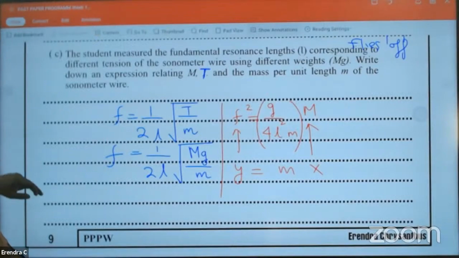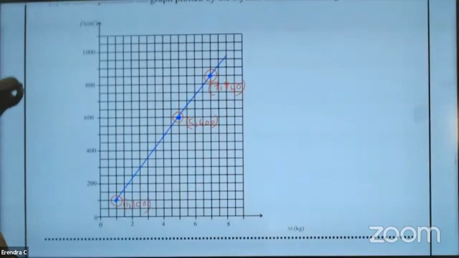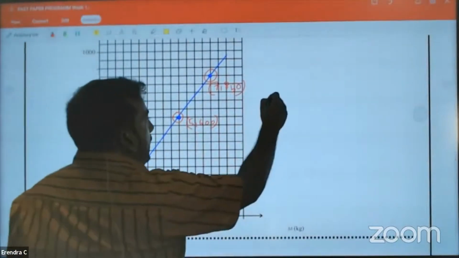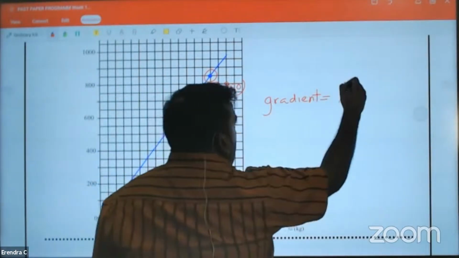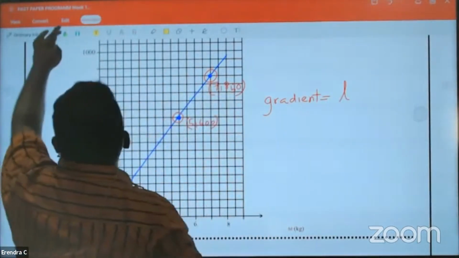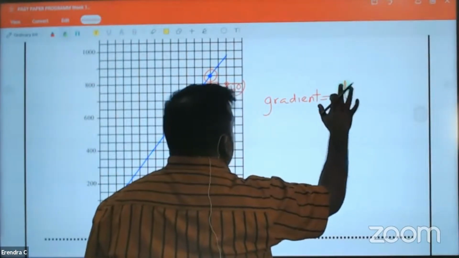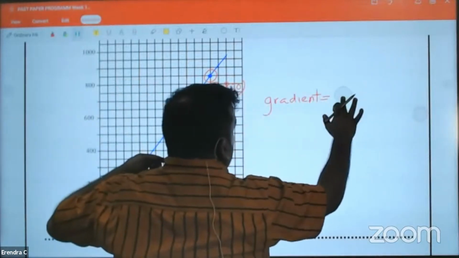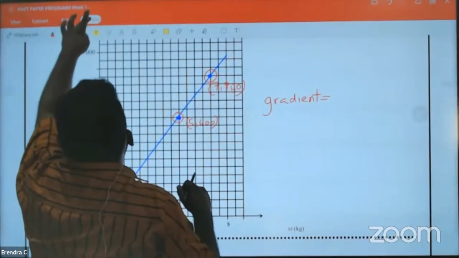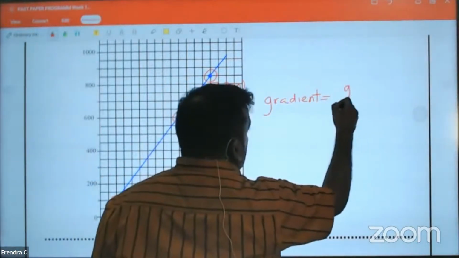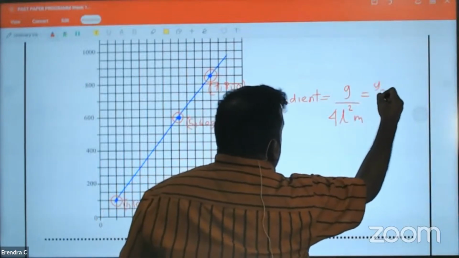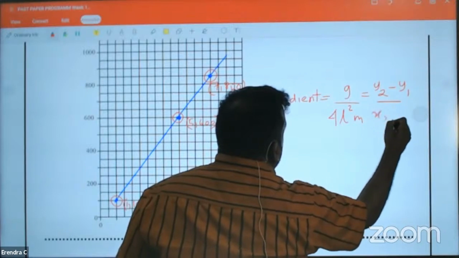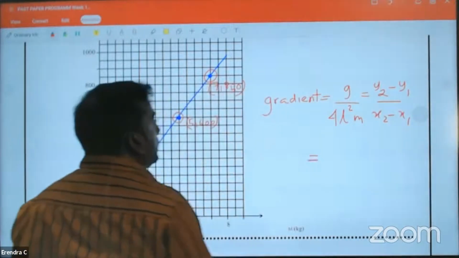Now, can you find the gradient here? I have found it now. We can find the gradient. How to find the gradient? Gradient is equal to G divided by 4L squared simple M, which is y2 minus y1 divided by x2 minus x1. That's how the gradient is found.